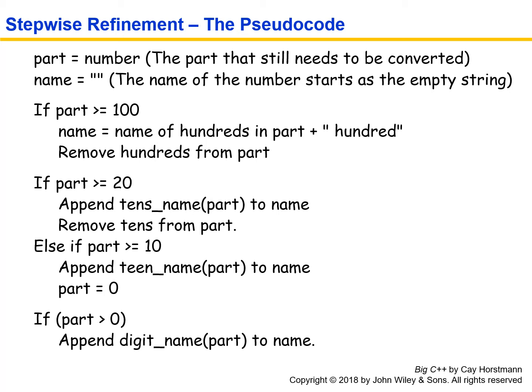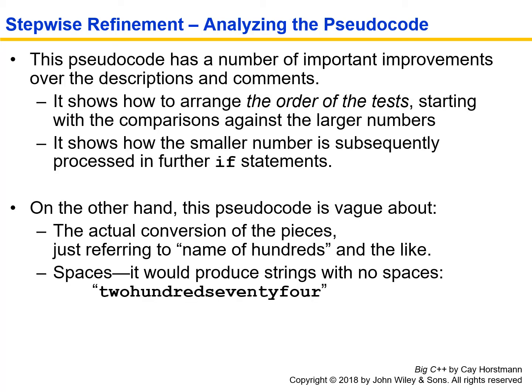If part is greater than or equal to 20, we append tens name and then remove tens from part. Else if part is greater than or equal to 10, so if it's greater than or equal to 10 but not greater than or equal to 20, we're going to add the teen name, and then we're going to artificially set part to 0 so that we skip the last part where we add the digit name of the last part to the name.